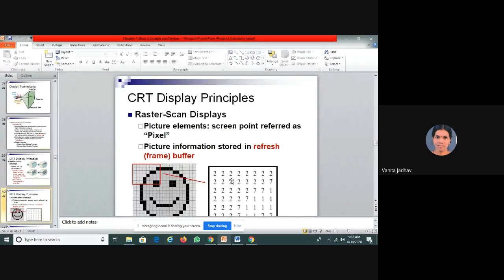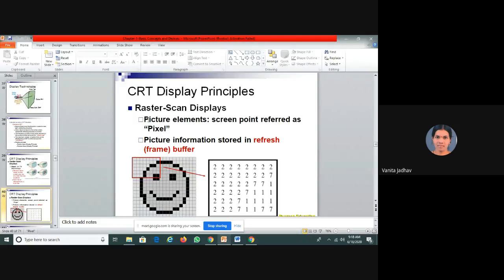Here we have taken the example of CRT. In raster scan display, CRT takes the help of one buffer, and that buffer is called a frame buffer. It is also called a refresh buffer. Each device has its own memory. Like that, CRT also has its own memory in the case of raster scan display.